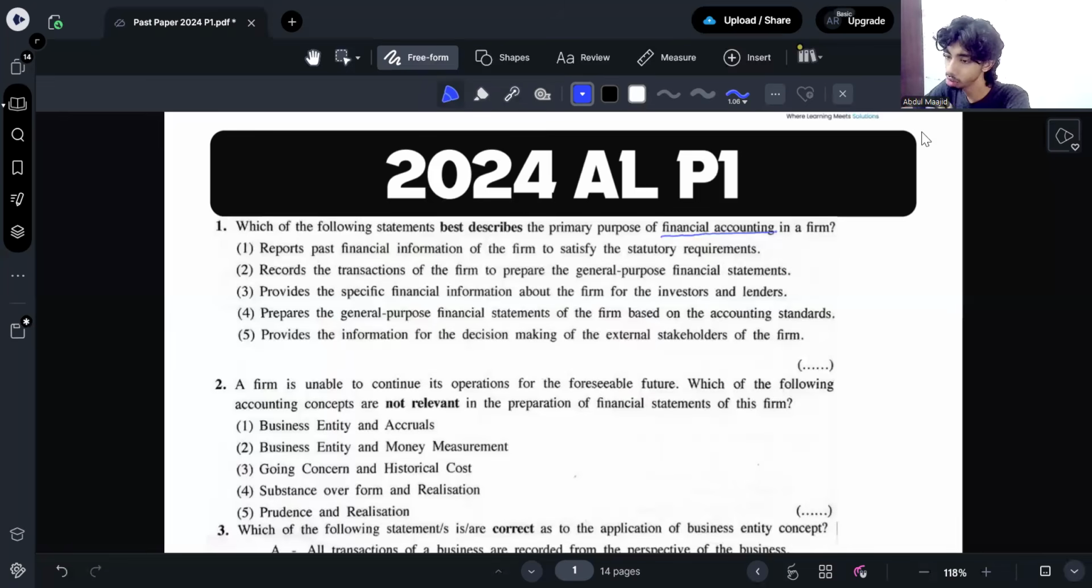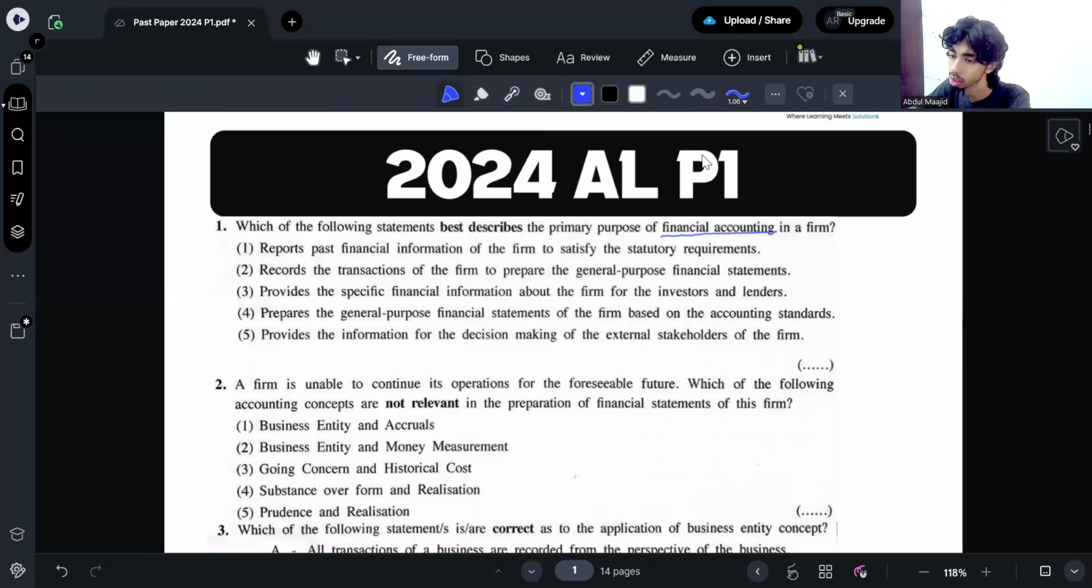Okay, now when it comes to financial accounting, the main purpose is to provide information to stakeholders for decision making. Stakeholders, as in both internal and external stakeholders. But out of these, whom do we mainly focus on? We mainly focus on the external stakeholders. So if there is no answer that says we provide information for both internal and external, you can go with the answer that says it provides information to external stakeholders.